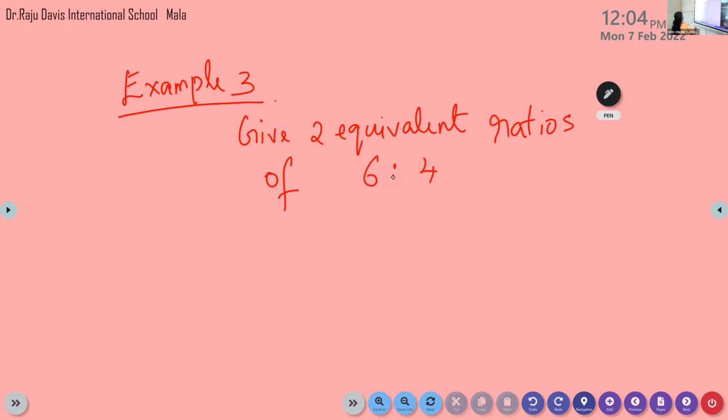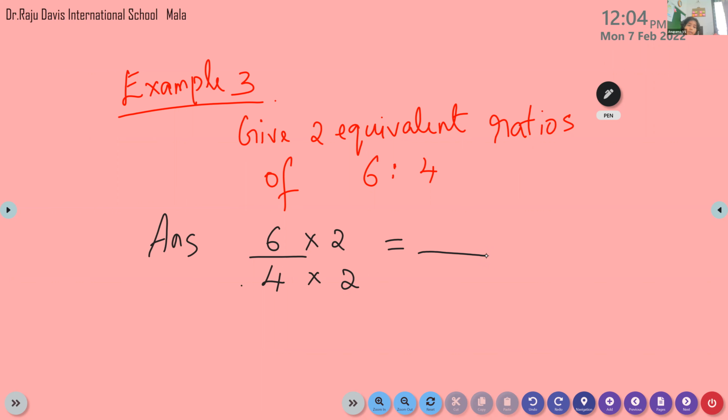Okay, children. So, what is this? We have to write here 6 is to 4, which can be written as 6 by 4. Can you find out one equivalent fraction? If you are multiplying the numerator by 2, the denominator also should be multiplied by 2. Find out the answer and tell me. 12 by 8.